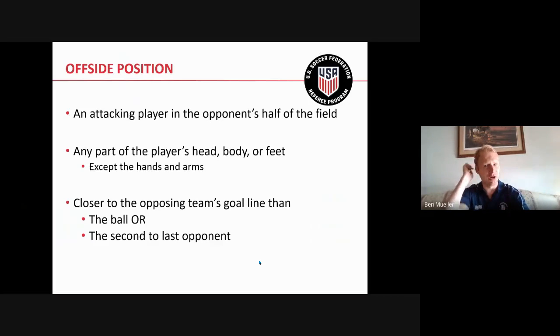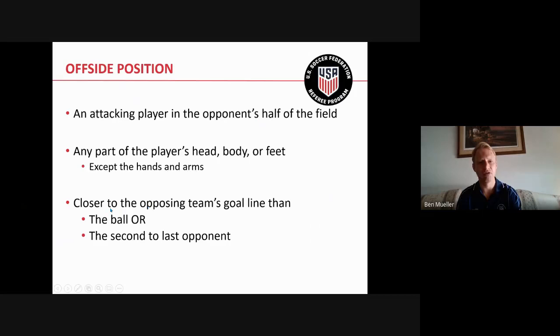First thing you have to understand is the offside position. There's three parts to being in an offside position. First part is that you must be on your attacking half of the field. You can't be on your defending half. You must be on your attacking half. And we use any part of the player's head, body, or feet, whichever is closest to the goal line, except the hands and the arms when we evaluate that. So if the head, body, or feet is on the attacking half, that's considered to have met this part of the criteria for an offside position.